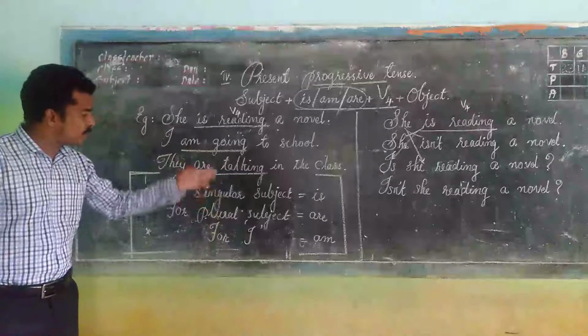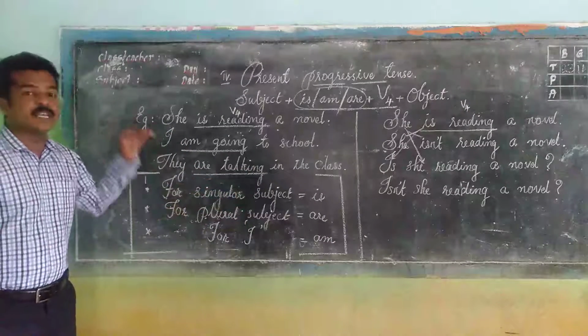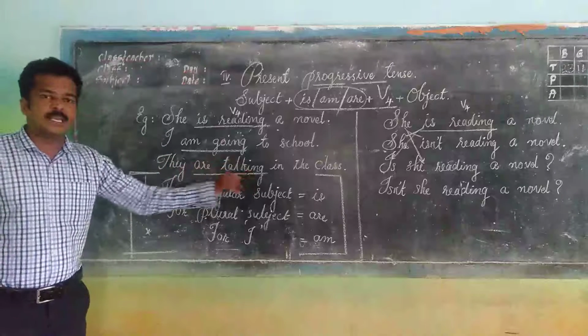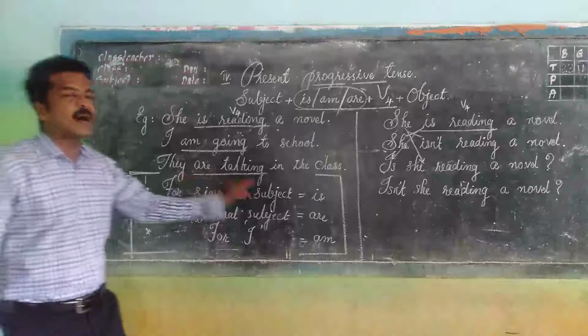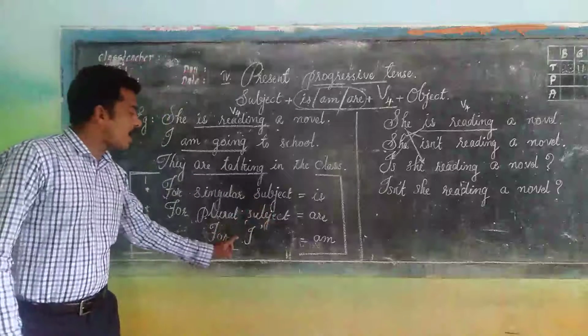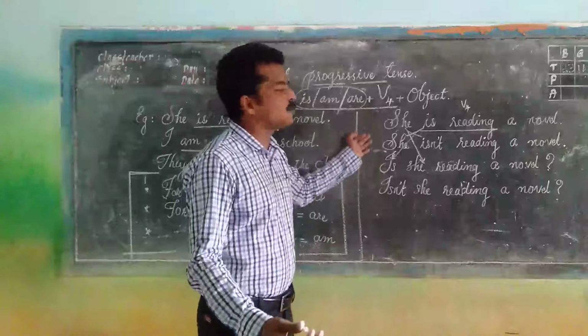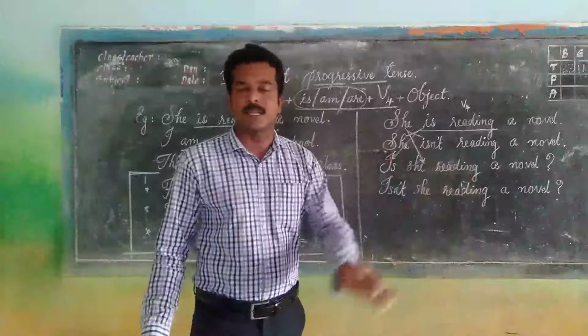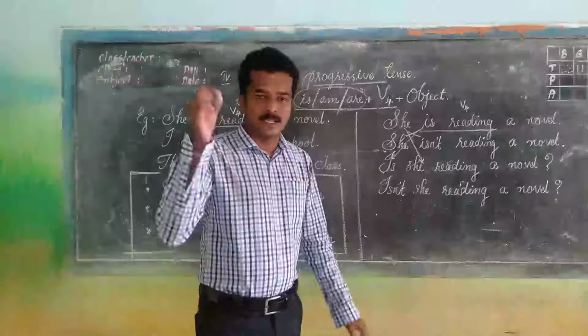And when do we need to use is or am or are? I explained here. For a singular subject, use is as a helping verb. And if the subject is plural, use are. If the subject is I, use am as a helping verb. And then I explained how to make the negative and interrogative sentences. Since the helping verb is given in the sentence, it is very easy.